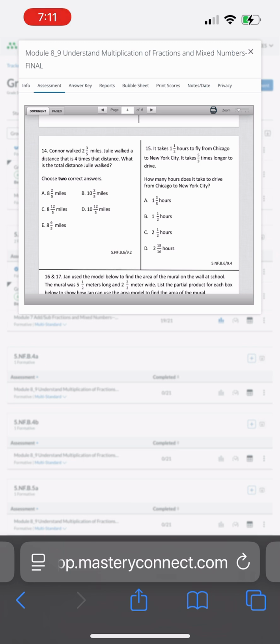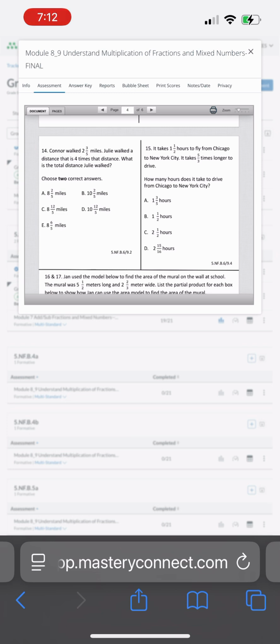Number 14. Connor walked 2 3/5 miles. Julie walked a distance that is 4 times that distance. What is the total distance Julie walked? Choose two correct answers. A, 8 2/5 miles. B, 10 2/5 miles.